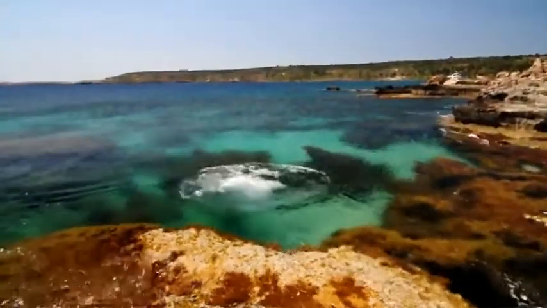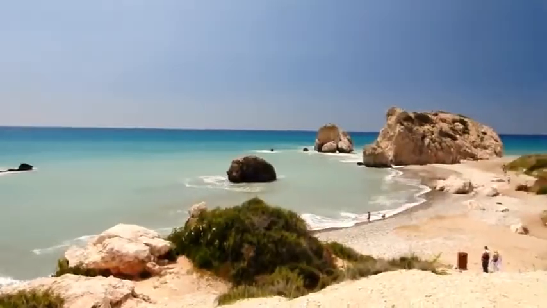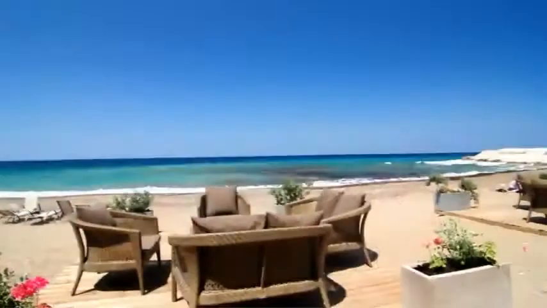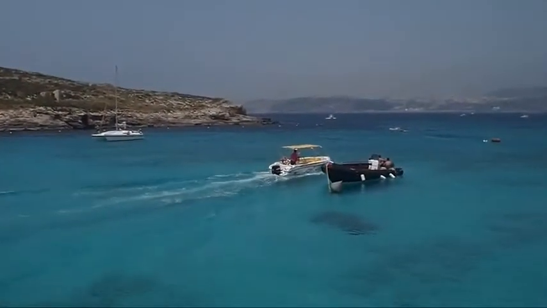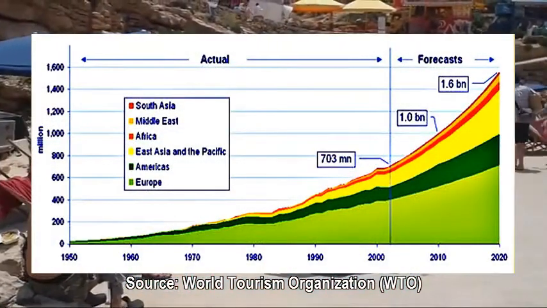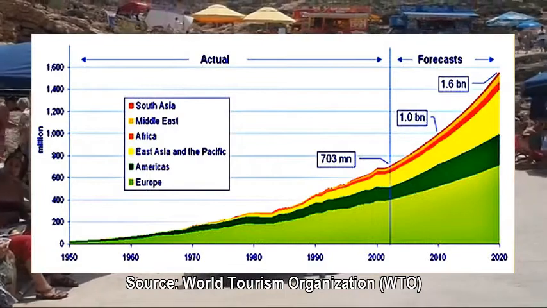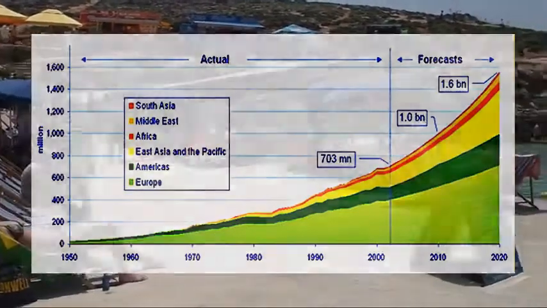In the Mediterranean region, for example, tourism is the first economic activity for islands like Cyprus, Malta, the Balearic Islands, and Sicily. Forecast studies carried out by WTO estimate that international tourist arrivals to the Mediterranean coast will amount to 346 million in 2020.